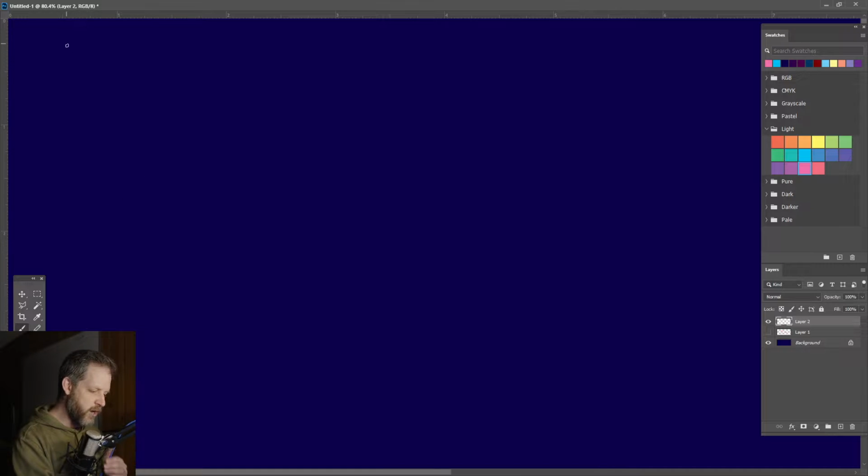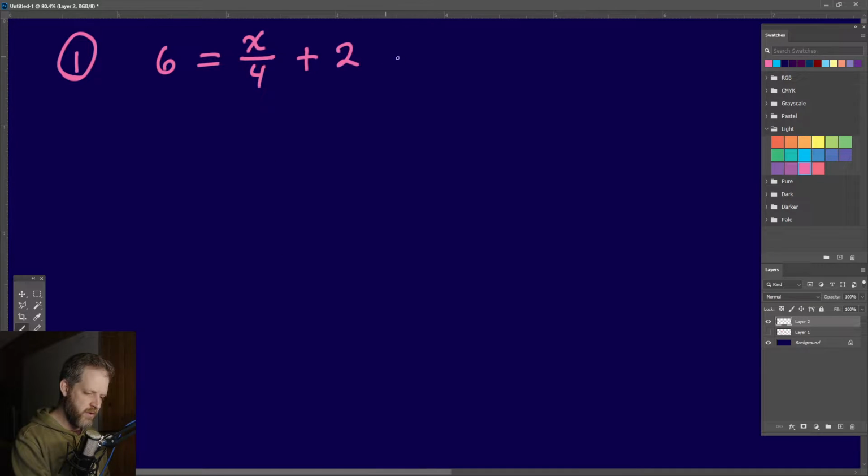Okay, so we're going to do example 1. Our first example is going to be 6 equals, we'll start out with our classic x variable, x over 4 plus 2. I think my brush is still a little bit on the big side. Let me shrink it down a little bit.